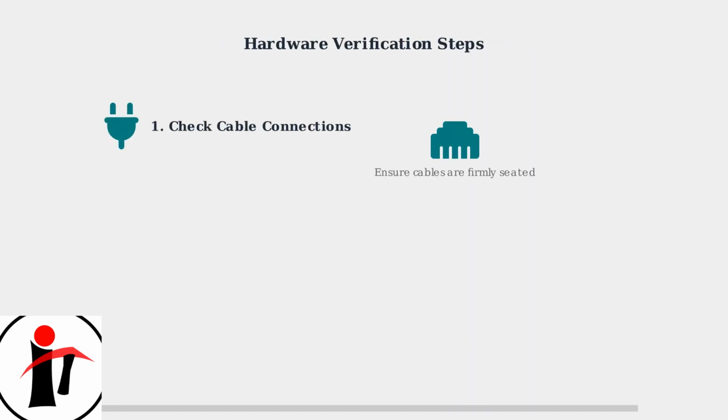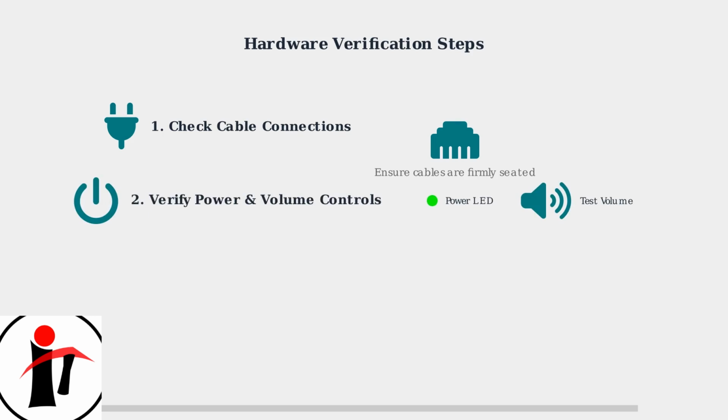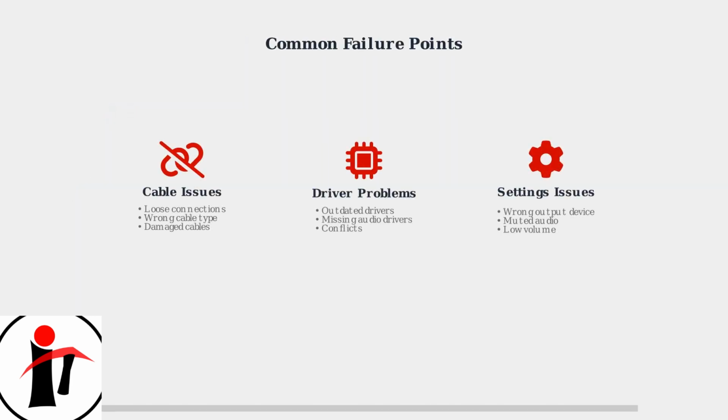Check that all cables are firmly connected and that you're using the correct cable type for audio support. Next, verify your monitor's power status by checking the LED indicator. Test the built-in volume controls using the monitor's physical buttons or on-screen menu to ensure the speakers are functioning. Audio problems typically occur at 3 main failure points: loose or incompatible cables, incorrect driver configuration, or wrong audio output settings in your operating system.